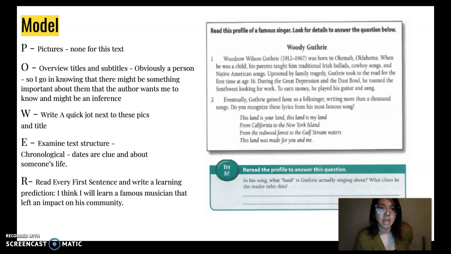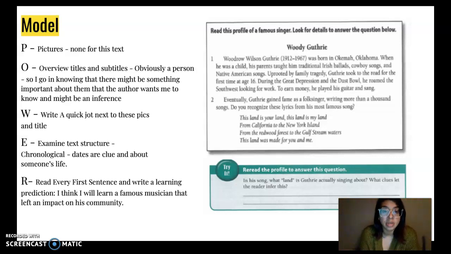Uprooted by family tragedy, Guthrie took to the road for the first time at age 16. During the Great Depression and the Dust Bowl, he roamed the Southwest looking for work. To earn money, he played his guitar and sang. That's a very young age to start going on your own. But he was already making music to earn some cash. So these are just things that I'm thinking as I read.